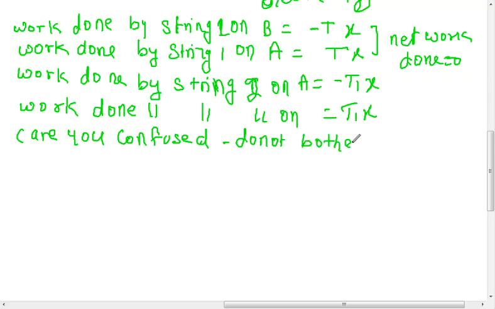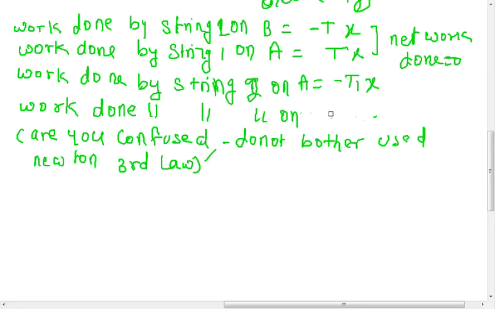Use Newton's third law. Okay guys, here work done on spring is equal to T1x. So the net work done here is the summation of these two.